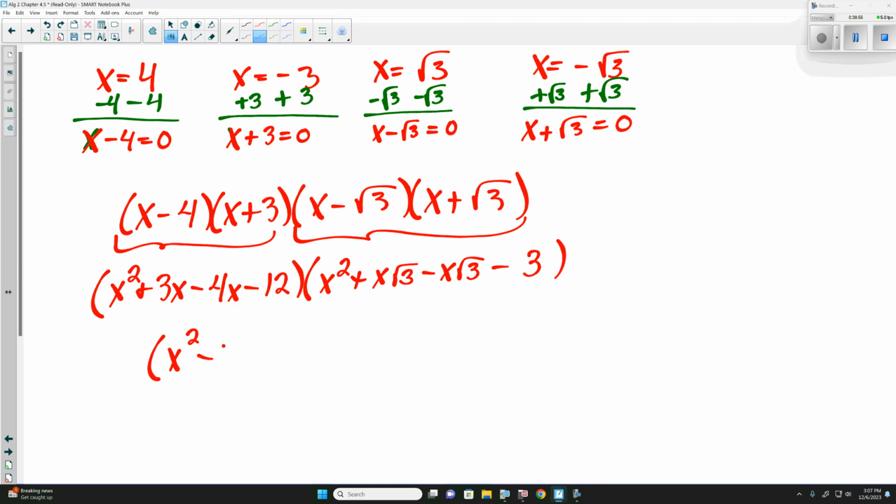Combine like terms. For our first one, it'd be 3x minus 4x, which is negative x. Second, we'll have x squared, but our x square root of 3 and negative x square root of 3 are gone. That's 0.